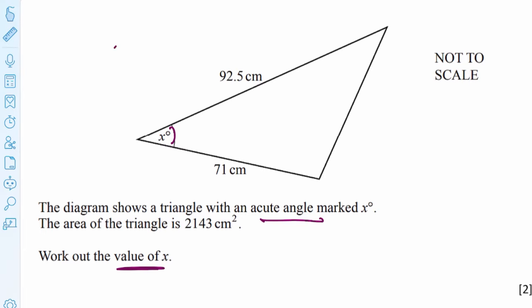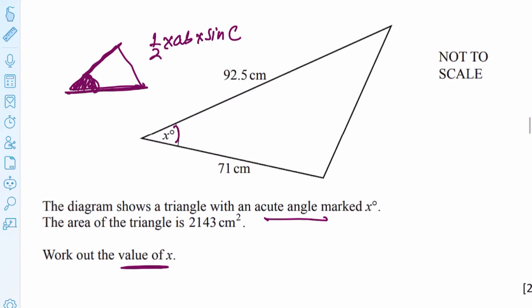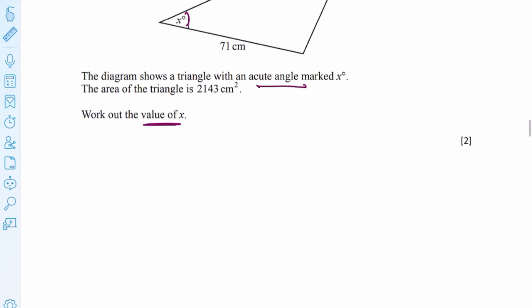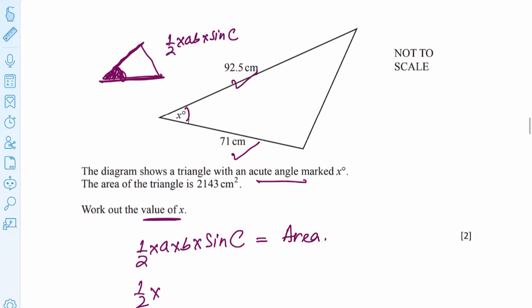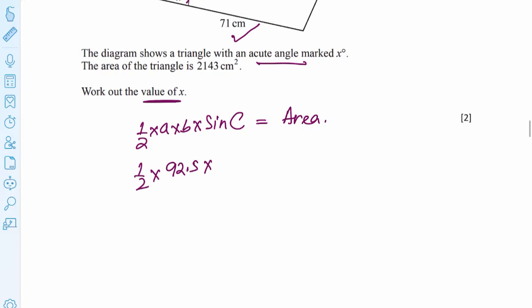Before that you should know the formula to find the area of a triangle. The formula for the area of a triangle, if an angle is given, is 1 over 2 times a times b times sine C. Remember, a and b are the two included sides and C is the angle in between them, right? So now I can write it this way. We know that half times a times b times sine C equals the area of a triangle. So half times, what are the two sides we have? 71 and 92.5, right? So I can write down 92.5 times 71.